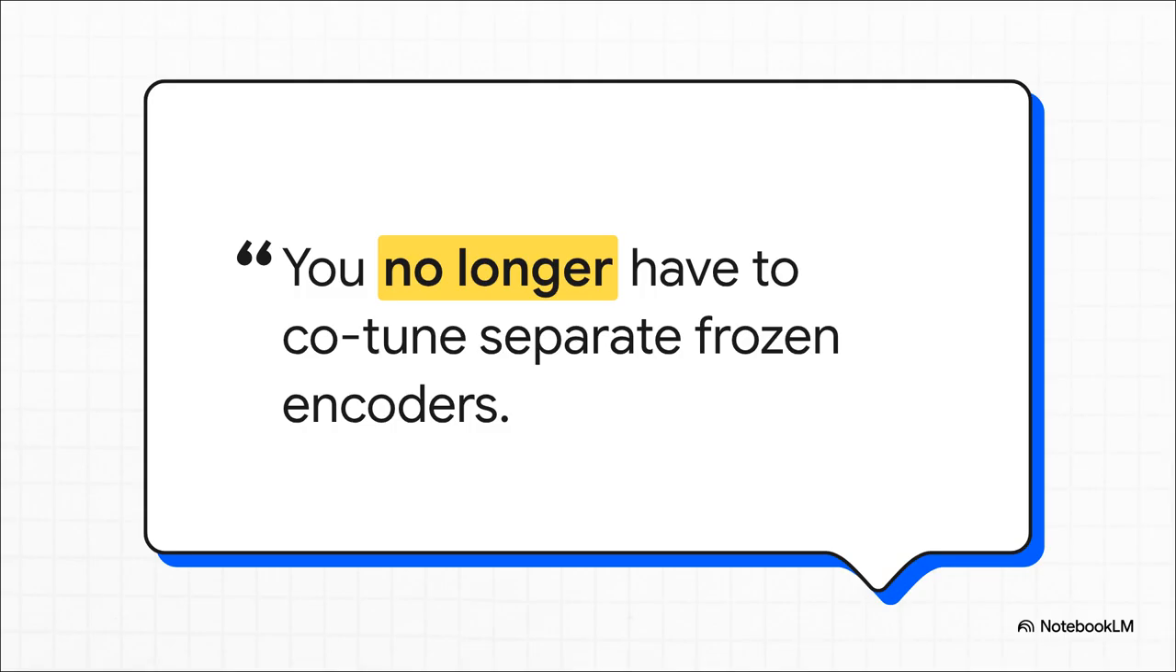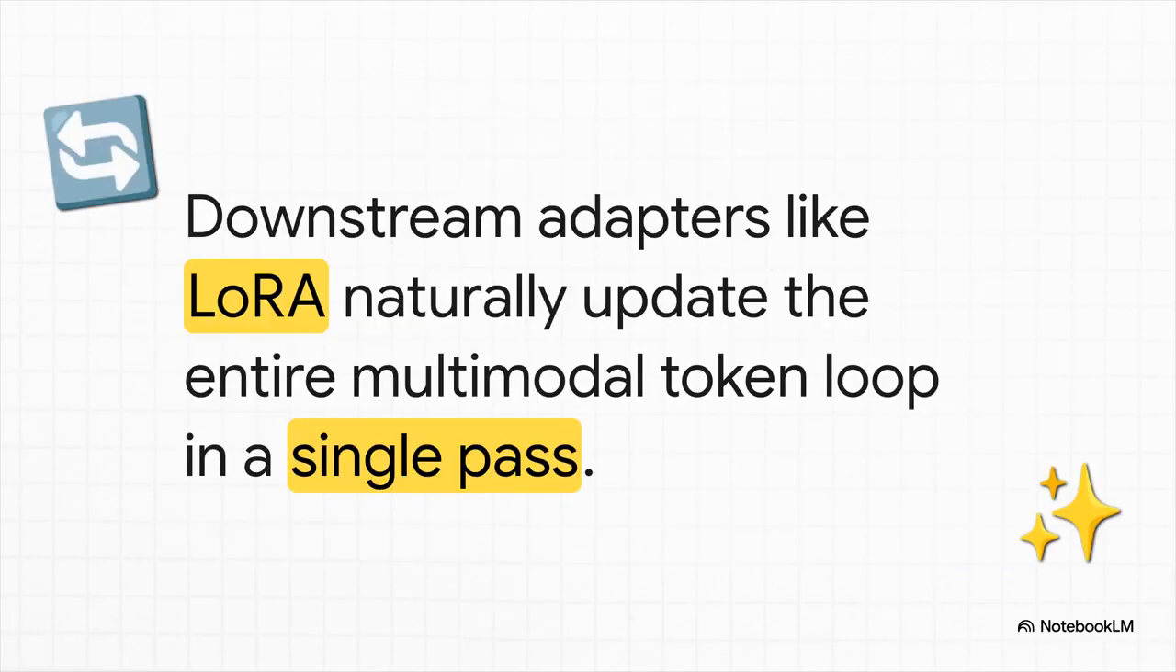Well, guess what? You no longer have to do that. Because vision, audio, and text share the exact same unified weights inside the LLM, it honestly feels almost like magic. Your tuning pipeline becomes incredibly streamlined. Downstream adapters like LoRA naturally update the entire multimodal token loop in a single pass. You just apply your fine-tuning via Hugging Face or Unsloth, and boom, the model learns to process text, audio, and vision for your specific use case simultaneously. It's vastly more memory efficient and so incredibly developer-friendly.